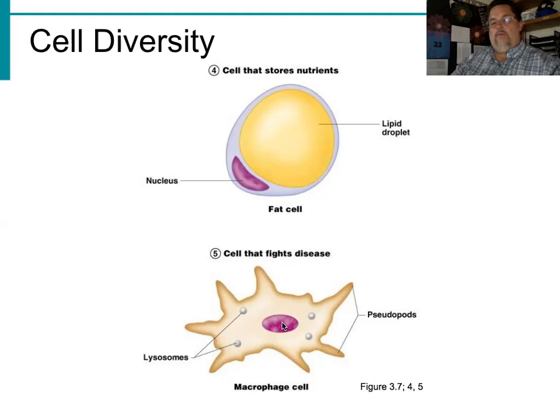And then here's macrophages. These are cells that run around eating other cells. So they're part of your immune system, or as you might call them, the white blood cells. They have pseudopods, so they're like amoebas that'll run around and eat other cells that aren't supposed to be in your body. And they use these lysozymes to dissolve those other cells.